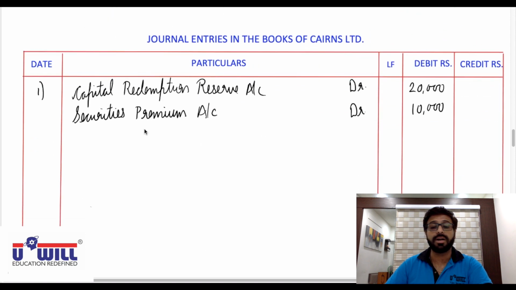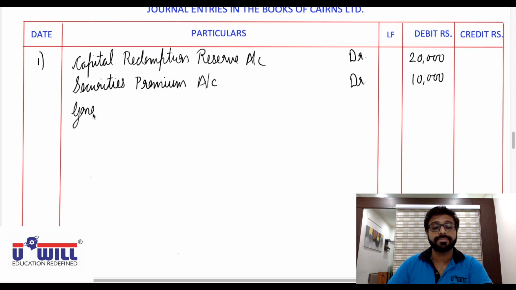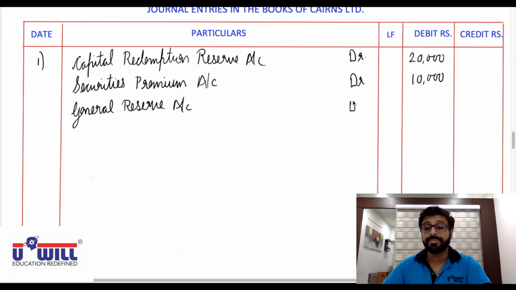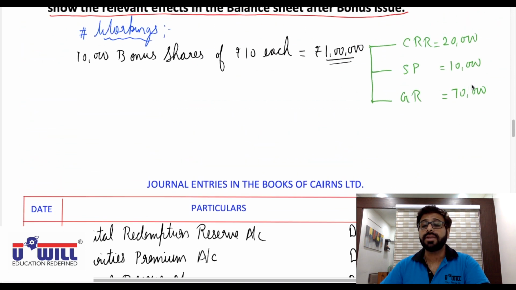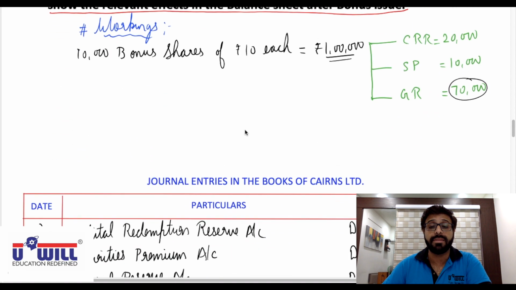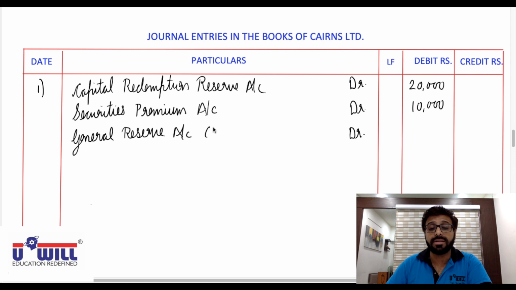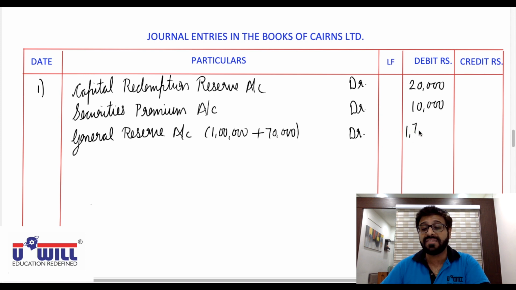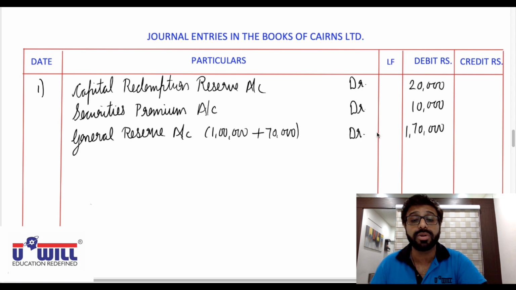Then general reserve account debit with 70,000. Okay, 1 minute. Not 70,000. General reserve, this 70,000 plus this 1 lakh. We are passing combined entry for fully paid and partly paid bonus. So 70,000 and 1 lakh. 1 lakh for partly paid bonus, 70,000 for fully paid bonus. We are actually utilizing 1,70,000 from general reserve to give total bonus.